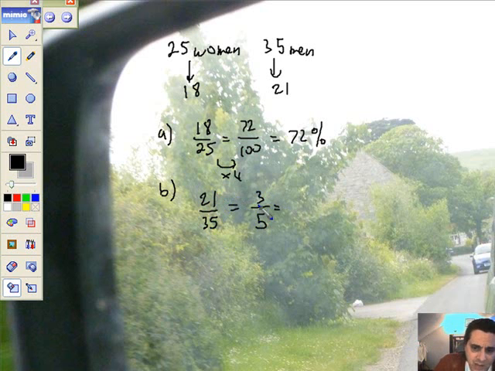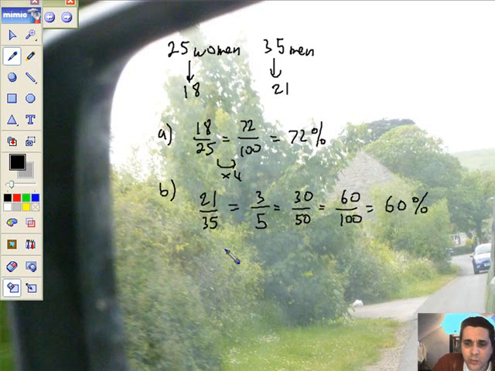And now look, I can double up and go 30 out of 50. And oh look, I can double up and go 60 out of 100. And look, I've arrived at 60% without panicking too much about the 21 and the 35. Please note, you can't go from 35 straight to 100 directly, so I played around with the figures. I simplified the fraction and then multiplied up by 10, and then I multiplied up by 2 top and bottom. I arrived at 60% quite easily.